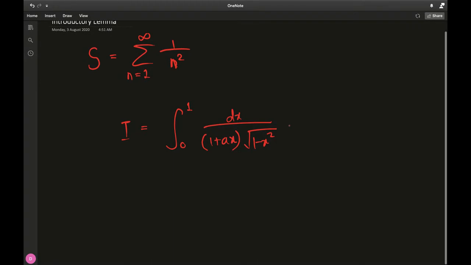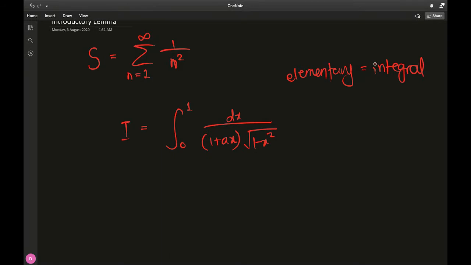In case you're wondering, this is what I call elementary. On this channel, elementary is in the form of an integral. So elementary is equal to integral. I mean, at least that's still better than the Fourier series, right? Because I'm assuming most of you don't know Fourier series, or you would have to recap about Fourier series.